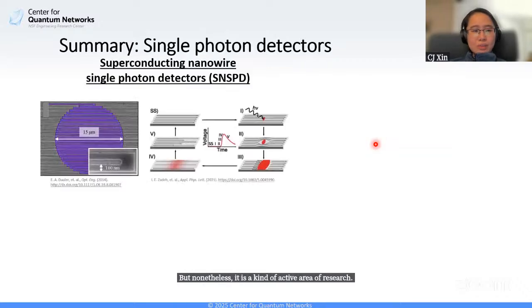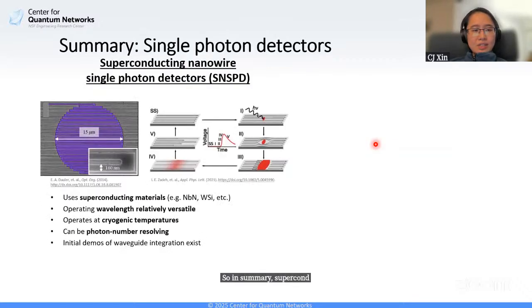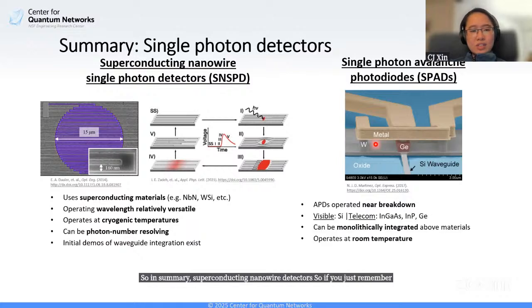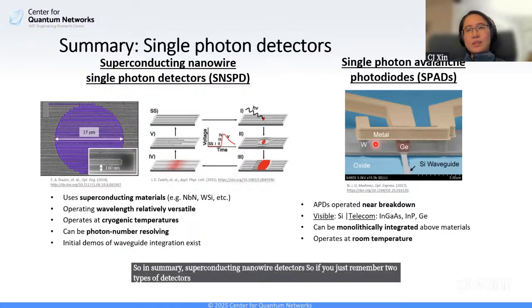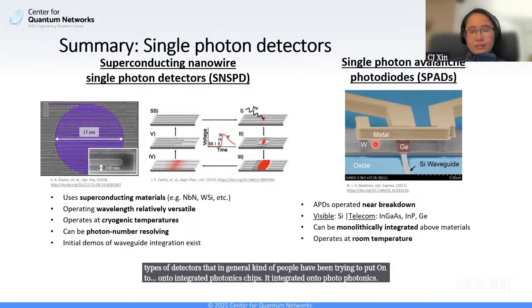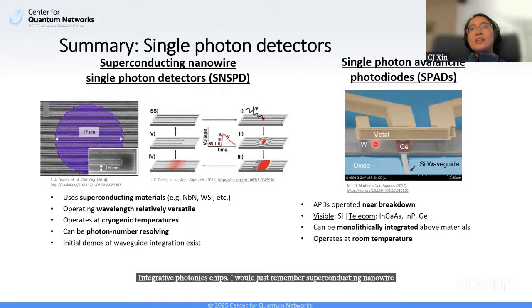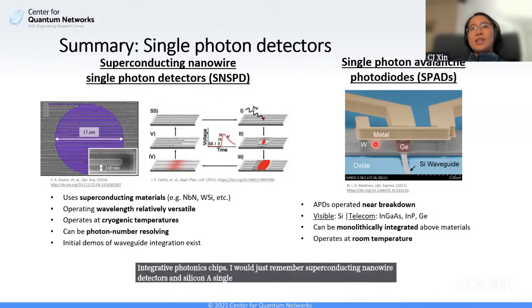So in summary, if you just remember two types of detectors that people have been trying to integrate onto integrated photonics chips, I would remember superconducting nanowire detectors and silicon single photon avalanche photodiodes. And I think they're quite different.